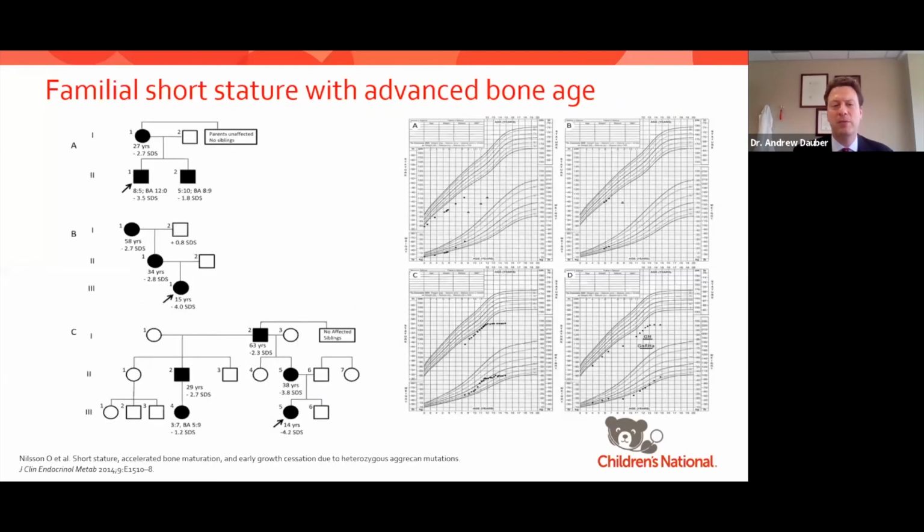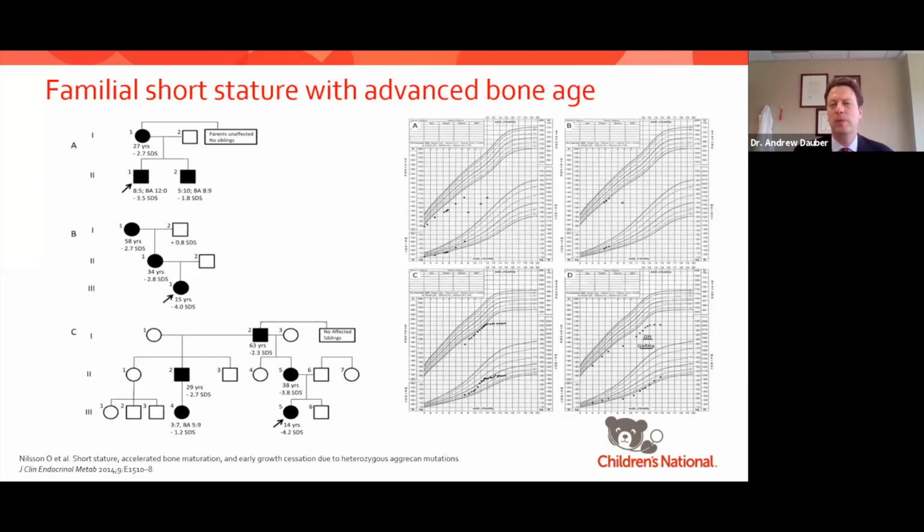Now, back when I was at Boston Children's in 2014, I collaborated with Ola Nilsson and Jeff Barron and a number of other investigators and physicians, and we identified these 3 families. If you look at the pedigrees of these families, you'll notice that the short stature is inherited in a dominant fashion, meaning that there's one parent and then one grandparent. You can trace the short stature back in the family coming from one side of the family.